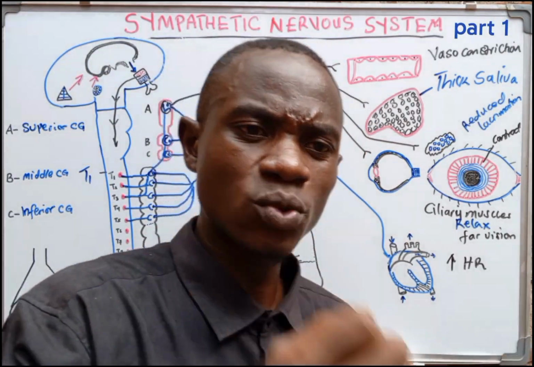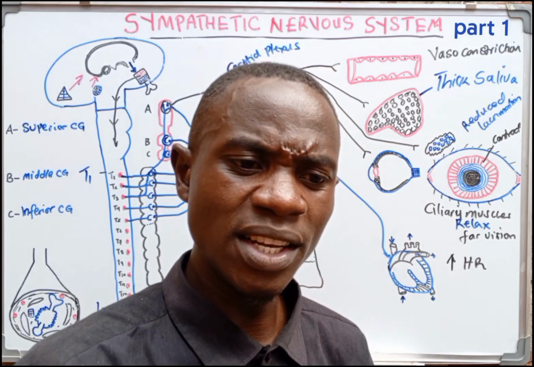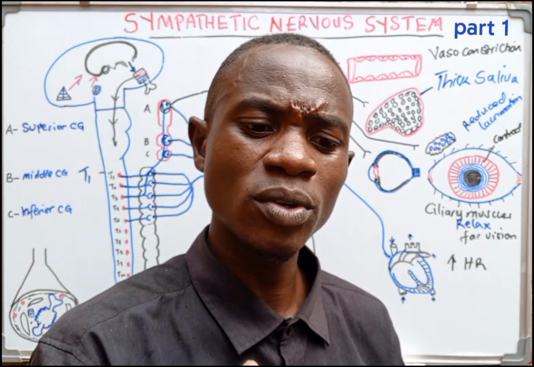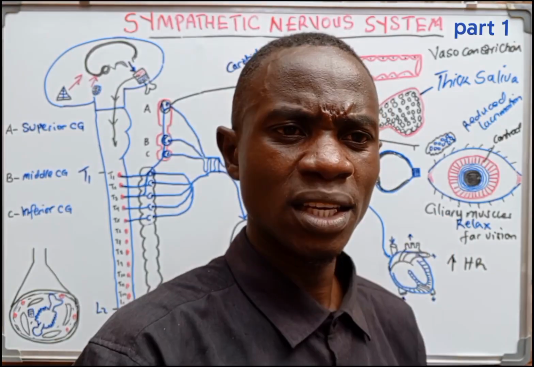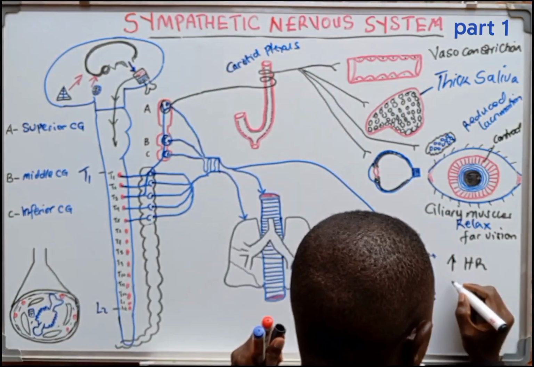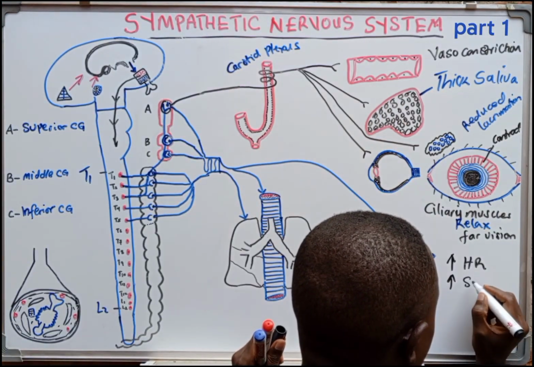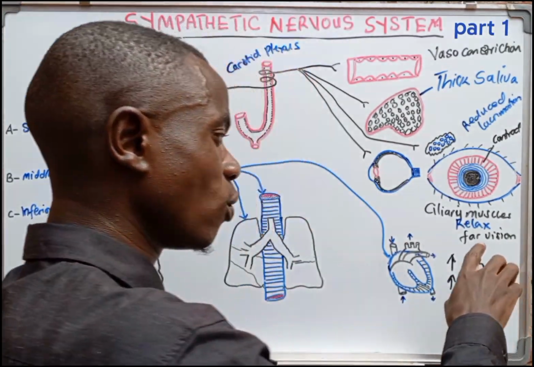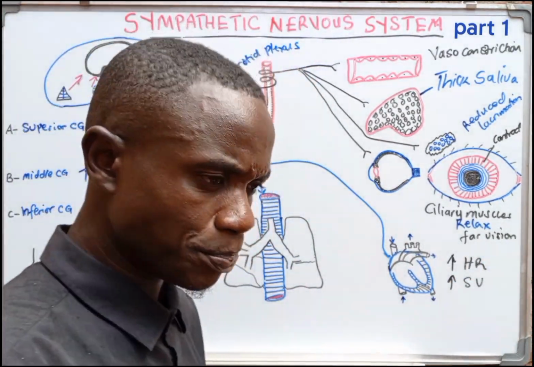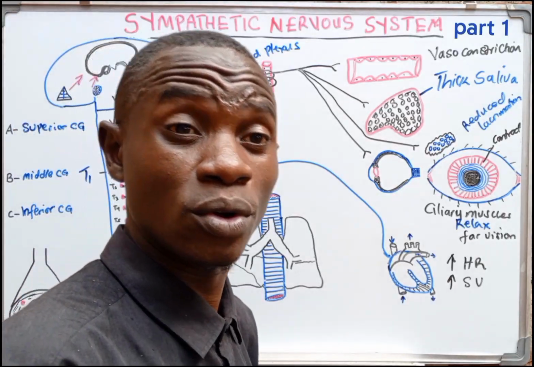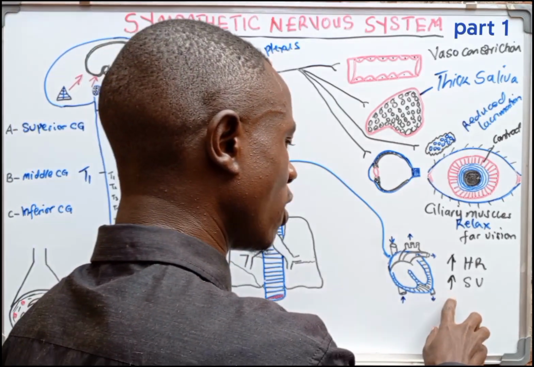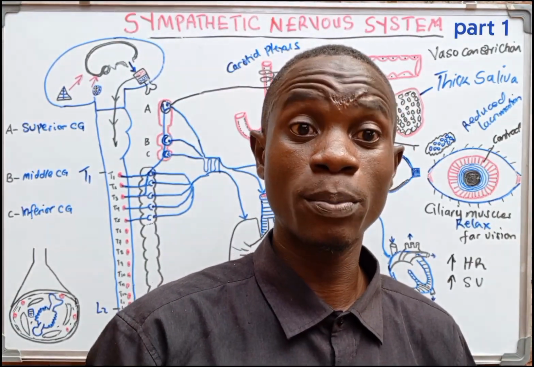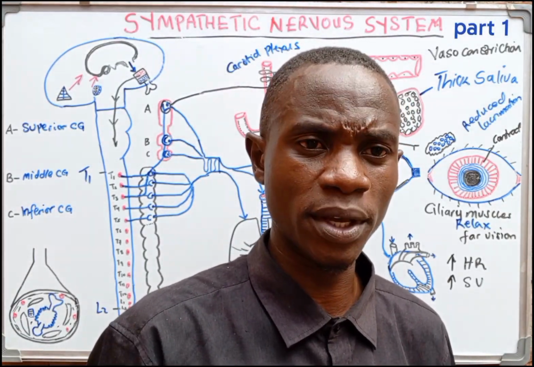Now if the strength of the contraction increases, it means you're going to be ejecting more blood from the ventricles. It means you shall have increased stroke volume. An increase in heart rate is a positive chronotropic effect. And whenever we increase the strength of the contraction, we say positive inotropic effect.